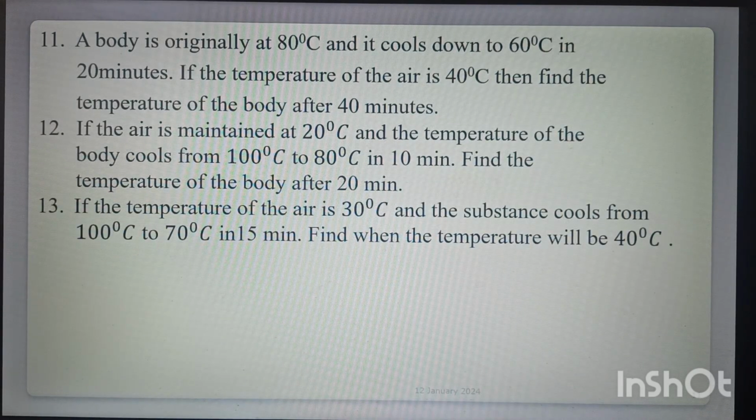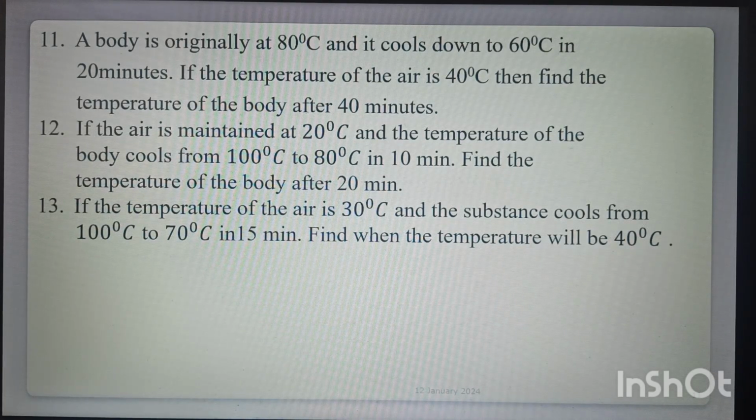If the temperature of the air is 30 degrees Celsius and the substance cools from 100 degrees Celsius to 70 degrees Celsius in 15 minutes, find when the temperature will be 40 degrees Celsius. And now we are finding the time here.